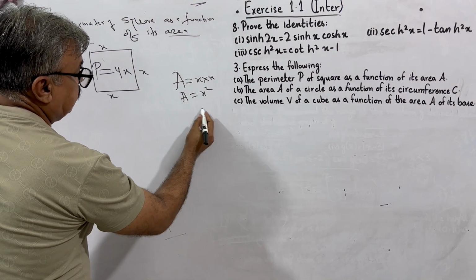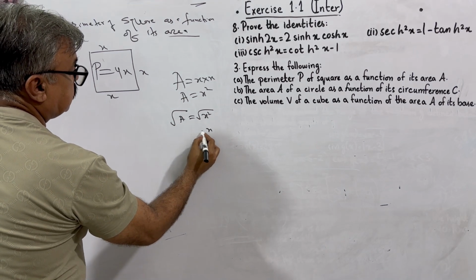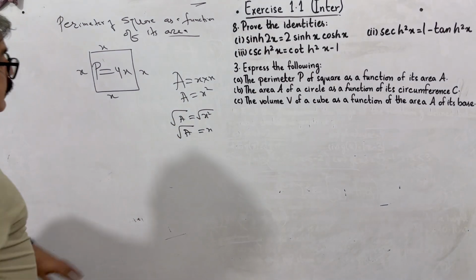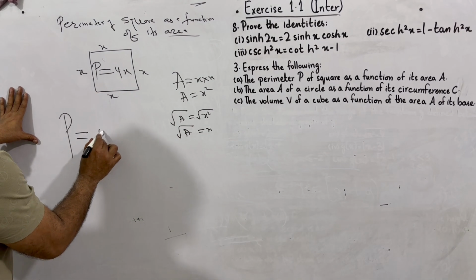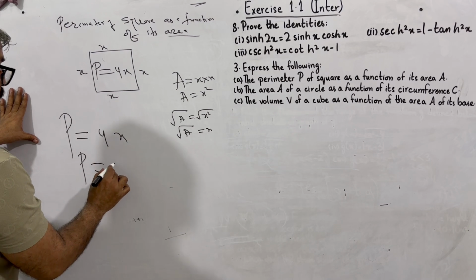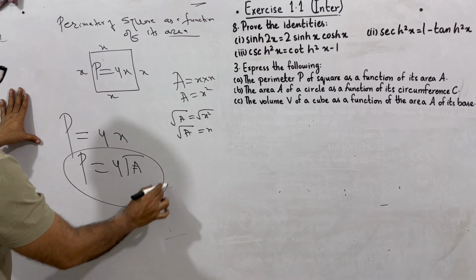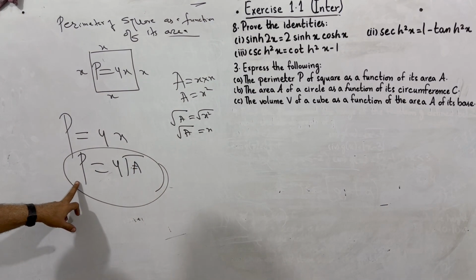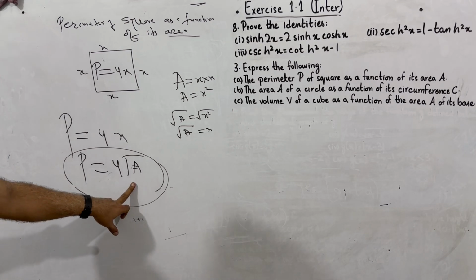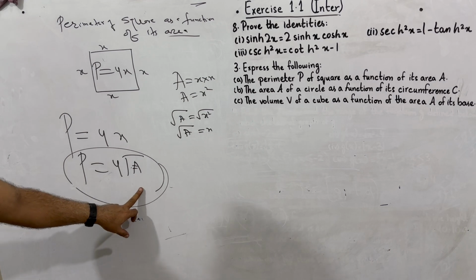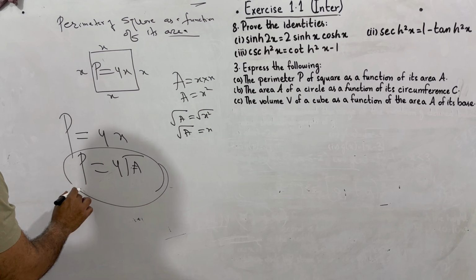Find x from here. Taking the square root on both sides, I have x is equal to root a. So replace this x here. So perimeter is going to be 4 times x, or perimeter is 4 times root a. We have expressed perimeter as a function of its area.